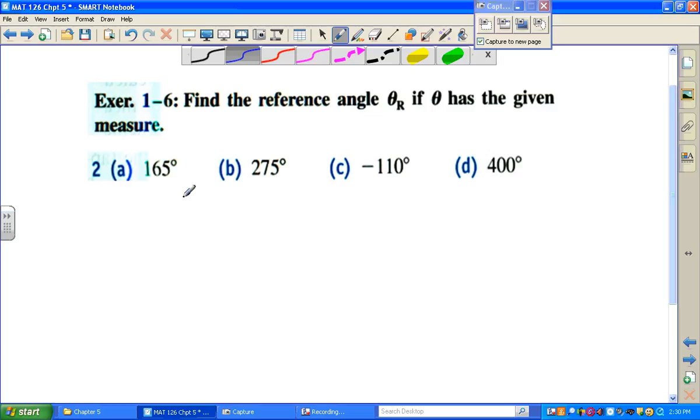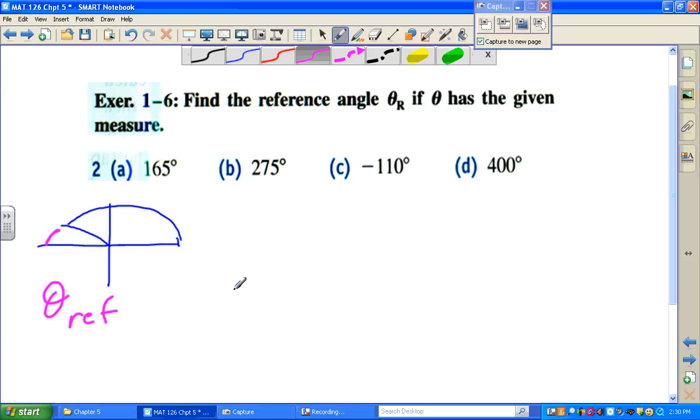Okay. So 165. Which quadrant is this in? Yeah, second quadrant. So the question is, what is the reference angle? 15 degrees. On that one, you took 180 minus 165 and got the 15. Okay?